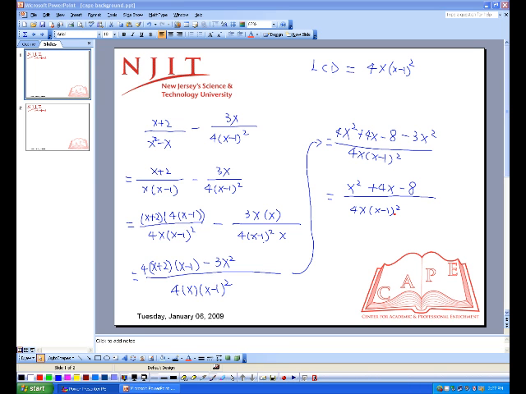And that will be the answer. So the steps will be: first, find the least common denominator if the denominators are different, and then you change both the denominators into the least common denominator, and you have to change the numerators also, right? Multiplying by corresponding factors, and then you just add or subtract the numerators, and the final result will be the answer.